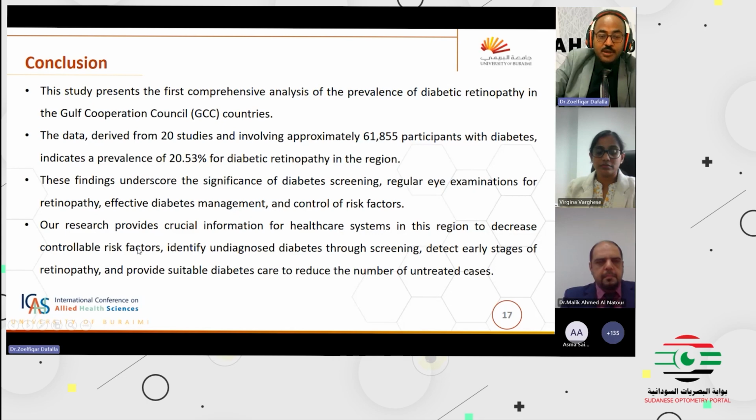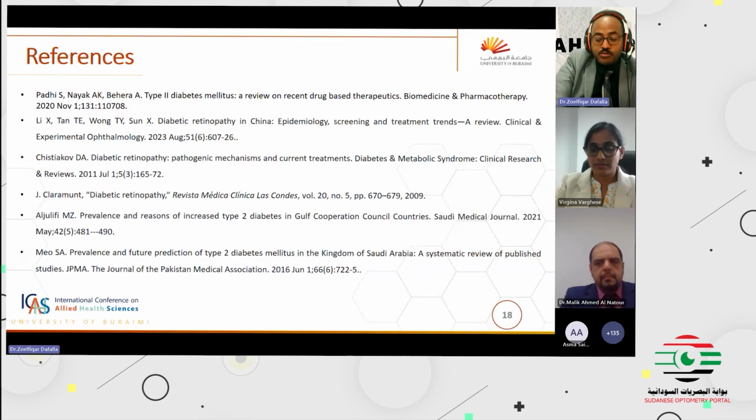Our research provides crucial information for the health system in this region to decrease the controllable risk factors. That means to do something to decrease the progress of diabetic retinopathy, and to diagnose diabetes through screening, and to make that a regular screening for all diabetes patients and early stage of retinopathy. And this will provide suitable diabetes care to reduce the number of untreated cases. That's all from my side. Thank you for following me, and the air is with you, Ms. Ferdina.